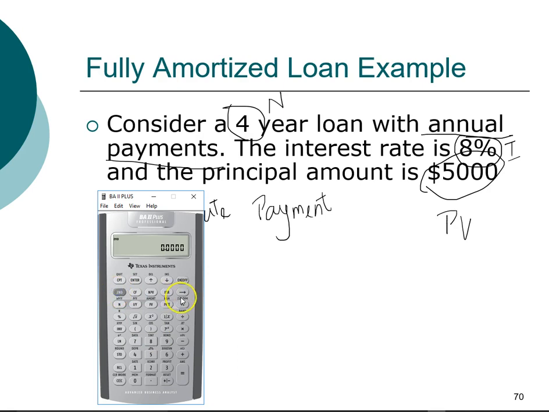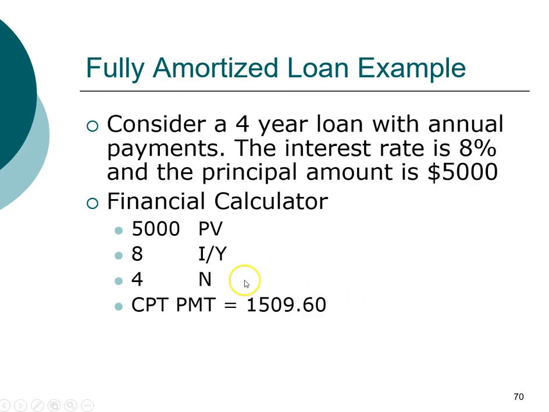So let's clear our calculator again. And we have a loan of $5,000. That's our present value. And this is a four-year loan at 8% interest. We are computing the fixed payment. So this loan, we have an annual payment of $1,509.60 every year. Next, we're going to look at how the amortization process works.